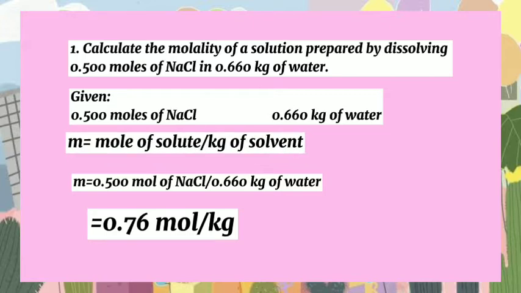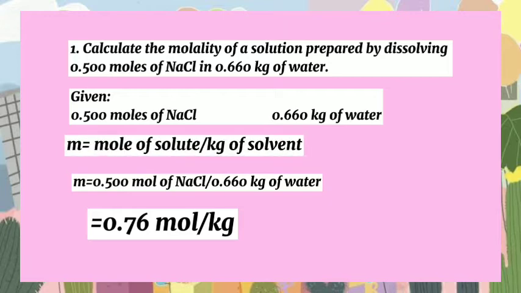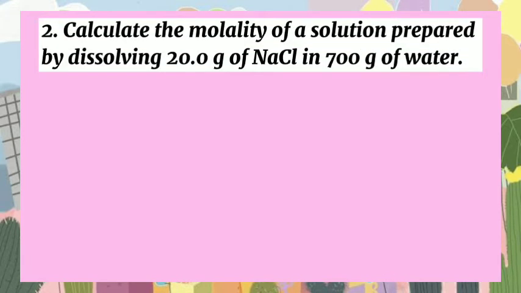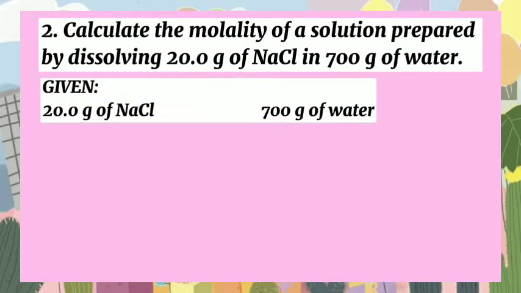But that's not always the case. Some problems require conversion before you can actually solve. In the second problem, we can see that both the given values are in grams, which means we have to convert before we can solve for the molality. The grams of sodium chloride should be converted to moles of sodium chloride, and the 700 grams of water should be converted to kilograms of water.